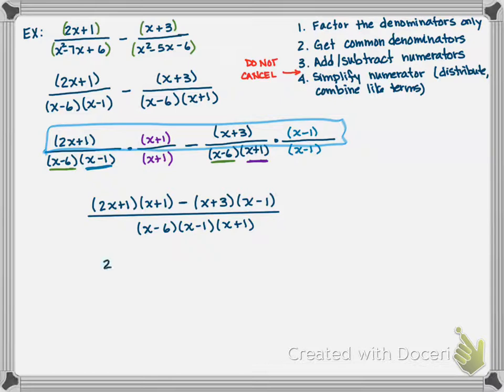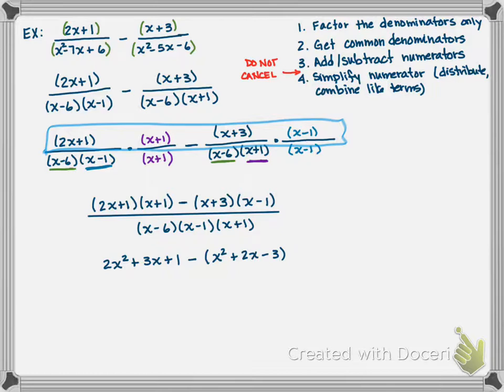So we have 2x squared plus, so 2x plus x is 3x, plus 1. And then I'm subtracting, so whatever I get when I multiply has to go in parentheses because I have not distributed that negative yet. So I get x squared, and then negative x plus 3x is a positive 2x, and then minus 3.